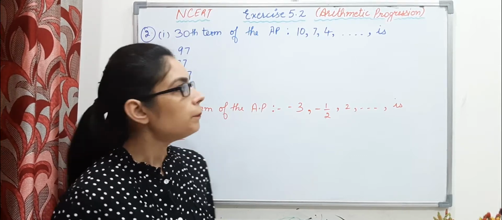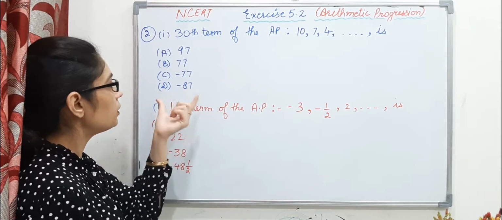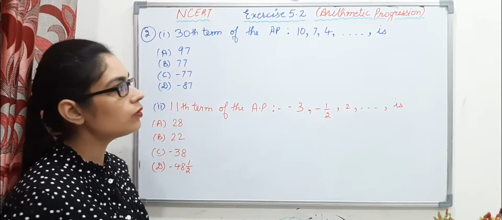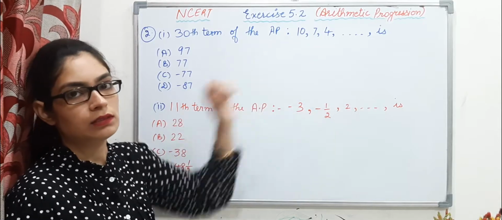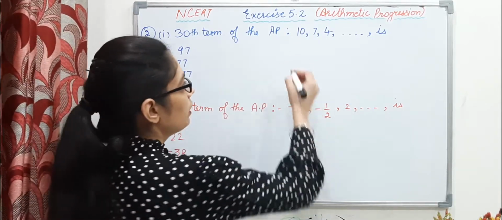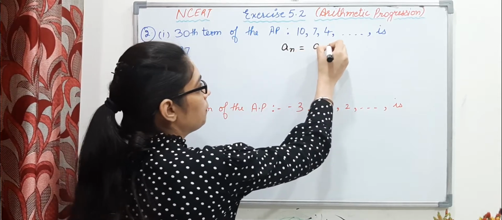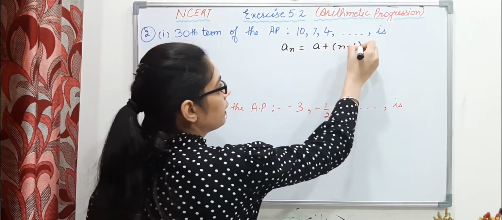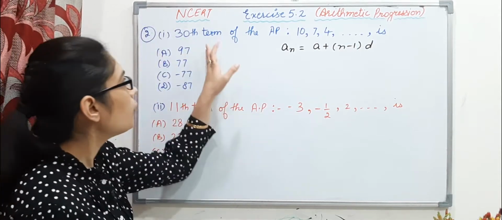In the second sum, we have to find the correct option. Options are given, it's like an MCQ. We have to find the 30th term of this sequence. The formula we will use is the same that I have told you: a n is equal to a plus n minus 1 into d. The same formula we will use and find the required thing.